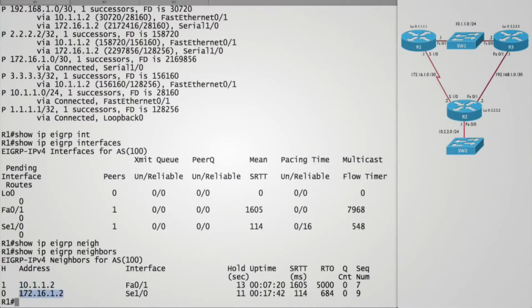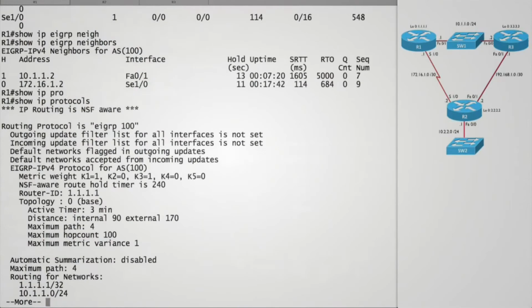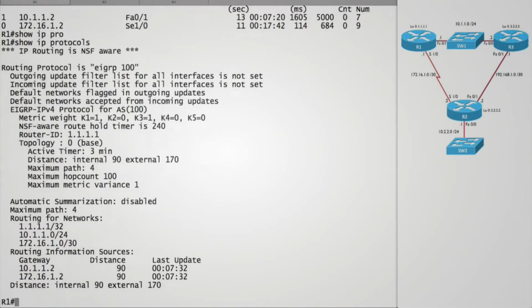And one final command for you, and that is show IP protocols. It's going to give us a wealth of information about any IP routing protocols that we have configured. Here we see that we are using EIGRP and we're in Autonomous System 100, and that's something to watch out for. If your neighbors are not forming adjacencies, it might be because they're configured for different autonomous systems. We can also see the K values. The K values have to match between our neighbors, or else that neighborship, that adjacency will not form.